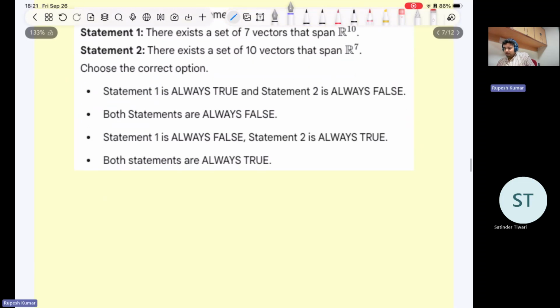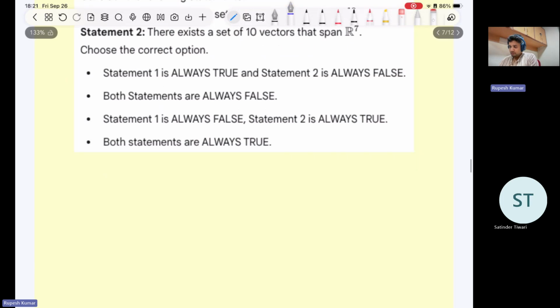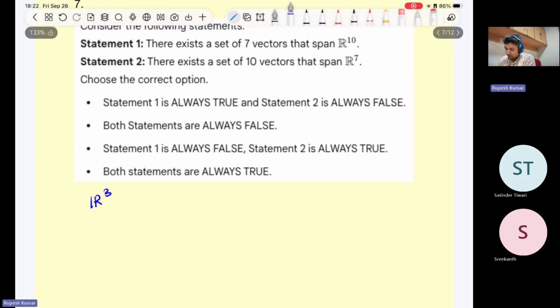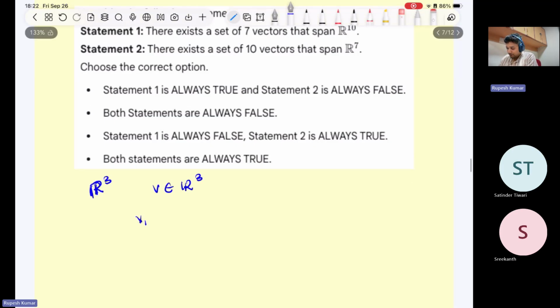Let's think of this problem. Let's boil down to the easier cases that we can visualize. Let's say I am dealing with R3 space and I want to span the R3 space. For sure we will need vectors that belong to R3. Let's say I have only one vector that belongs to R3. So the question is, does V1 span R3?